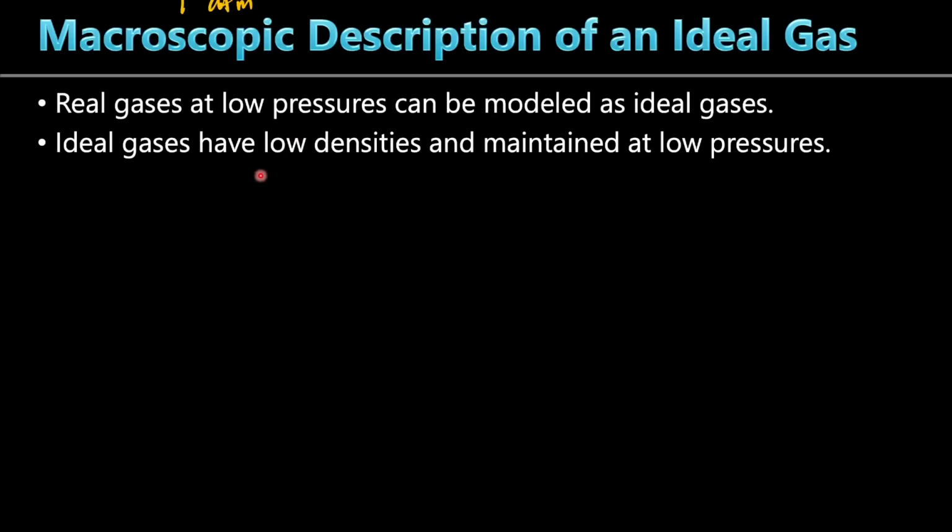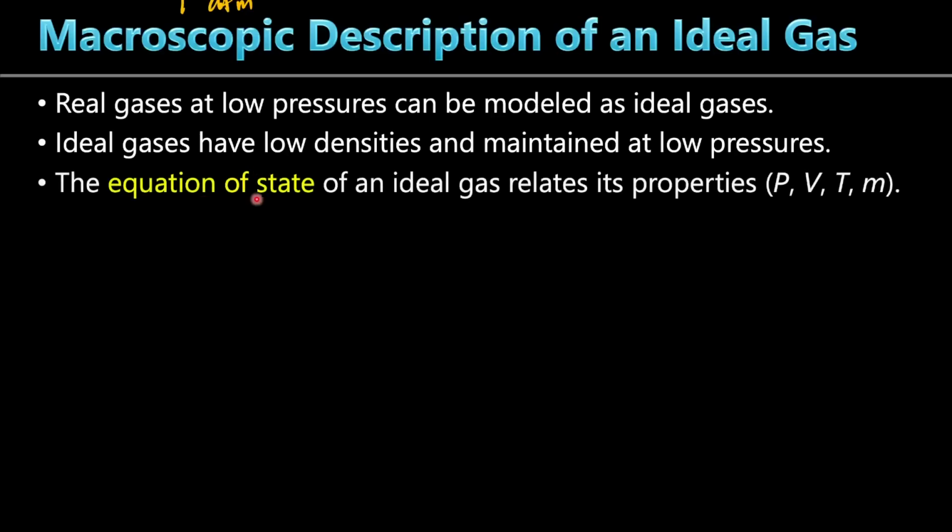Now, if we have an equation that describes the state of an ideal gas, then such equation is called the equation of state. The equation of state of an ideal gas relates its properties, including its pressure, volume, temperature, and mass. So if you will remember, these properties are called the state variables of a system. So if we're talking about a gas, then these are the state variables that describe the gas.